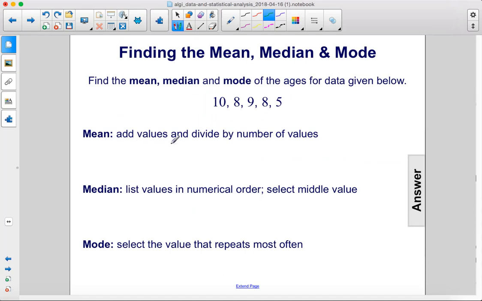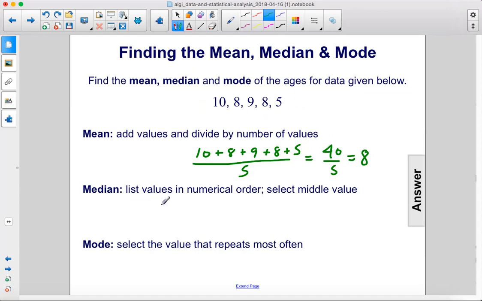Mean: add the values and divide by the number of values. So 10 plus 8 plus 9 plus 8 plus 5 plus 8 plus 9 plus 8 plus 5 divided by 5, because there's 5 numbers, equals 40 divided by 5 equals 8. So the average is 8.